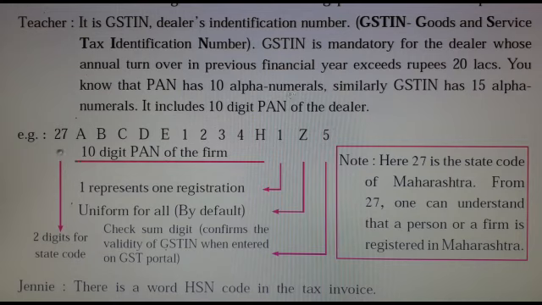First 2 digits are of state code. 27 is the code of Maharashtra. Next 10 digits are of PAN number of that firm, dealer, supplier. And these 3 digits, it tells about the number of registrations. It represents the registration. This is by default. And the last digit is for the check code. That means it checks the validity of that.